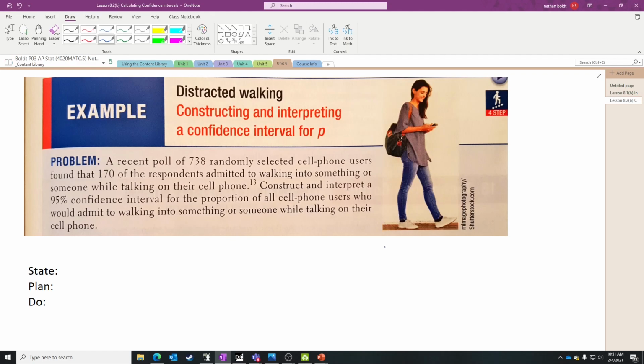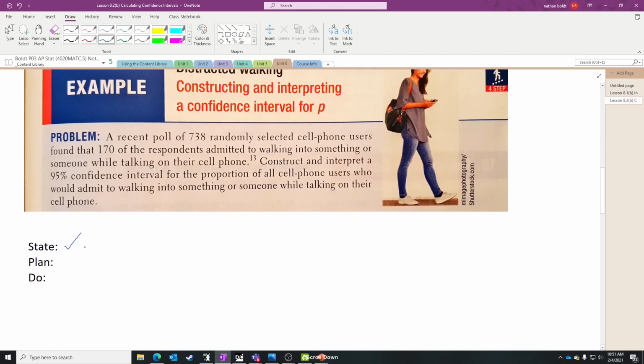Construct and interpret a 95% confidence interval for the proportion of all cell phone users who would admit to walking into something or someone while talking on their cell phone. So in the video, you did the first two steps. You did the state part, and the plan part where we had to check all the conditions for inference. You hopefully have that in your notes. I want to focus on doing the do.